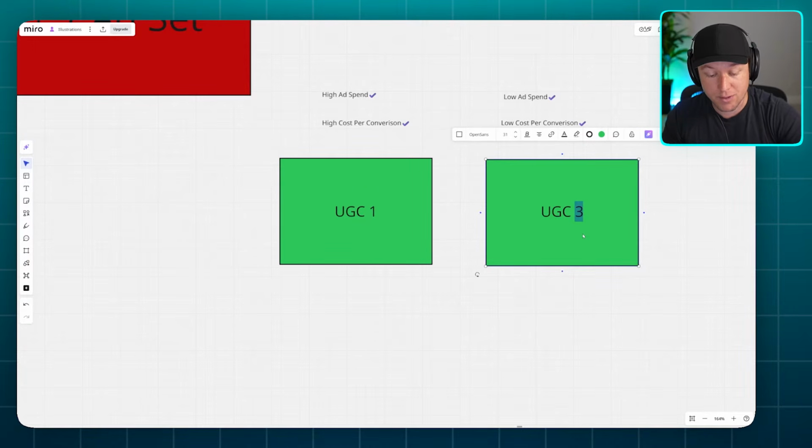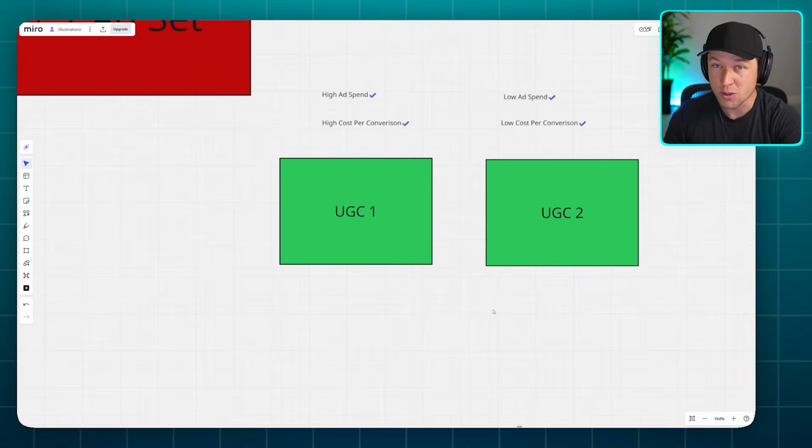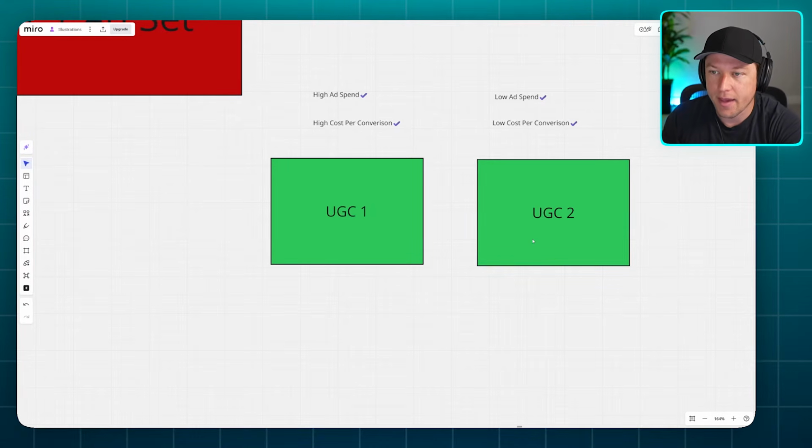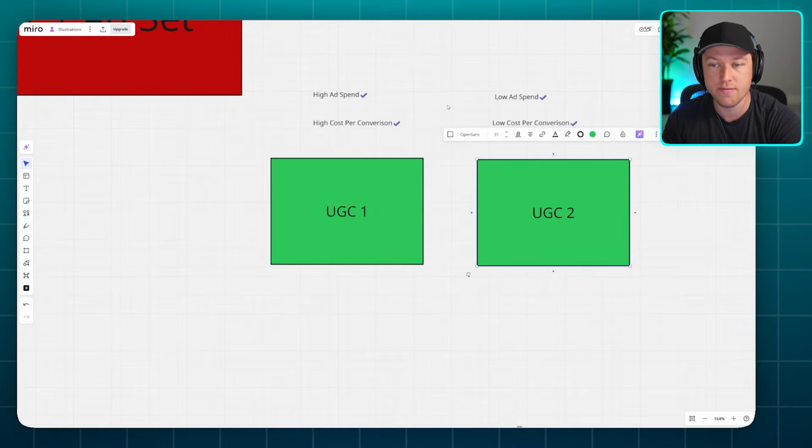I like to rotate maybe once every 2 to 3 weeks, depending on where you're at in the cycle. The reason for that is that I want to give the algorithm enough time to fit each one of these in its proper funnel. If it has lower ad spend, it's not being prioritized as much in the algorithm's funnel. Therefore, it's not going to convert as well.